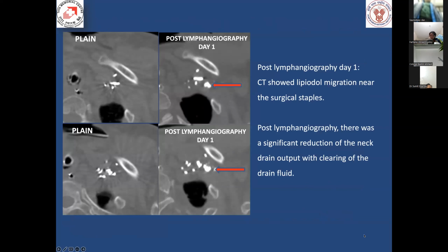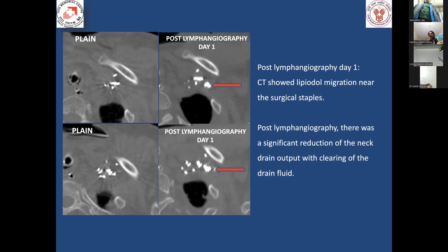So when we don't find it on table, what we do is repeat the CT scan the next day. In the 24-hour scans, we could see that the lipiodol which we had injected the previous day is moving towards the collection. We could see some lipiodol coming out of the duct and collecting in the cavity. Most of the time, because the lipiodol is quite viscous, the simple process of doing a lymphangiography itself will seal the leak, and we do not have to do any embolization.